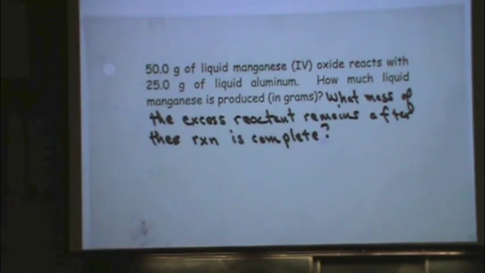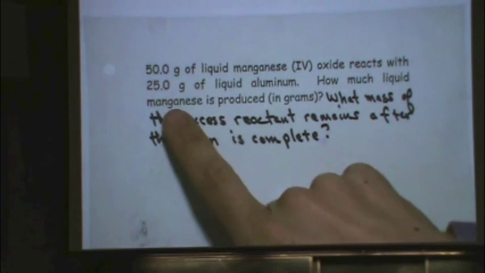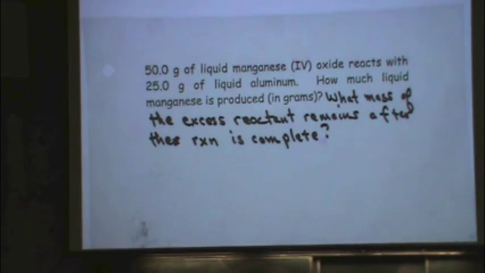All right, now, this second question is a very common question. What mass of excess reactant remains after the reaction is complete? We started with, remember, aluminum is 25, that's in excess. What does that mean? I did not use all 25 grams of aluminum. I used less, maybe 5 grams, maybe 20 grams, whatever. I used less than 25 of the aluminum, okay? So I want to know how much is left over.